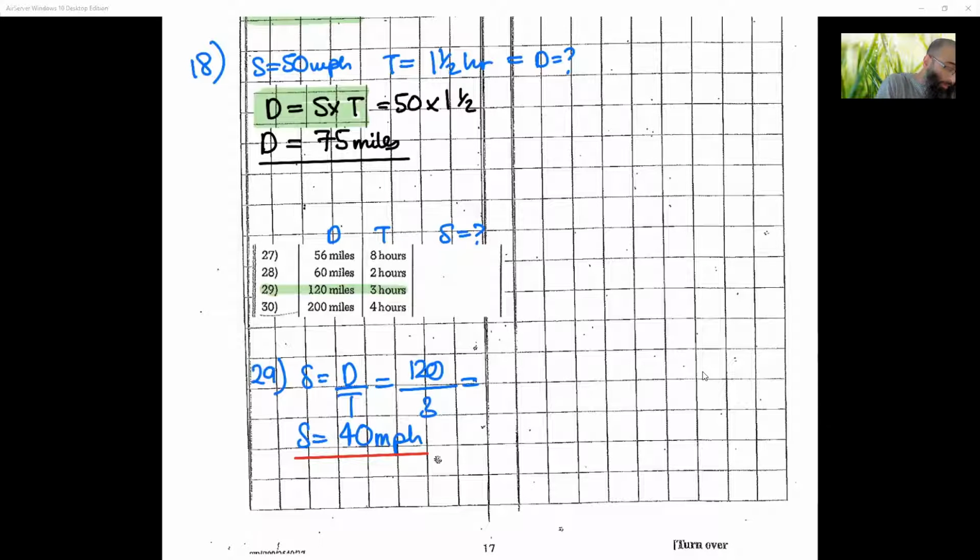Have a go for me, please, on question number 27 and question number 30. Off we go. Now we're working out speed using the original formula for speed. Speed equals distance divided by time. So for each one, write down the formula. Are we allowed to use calculators? No, you shouldn't actually need to use calculators.